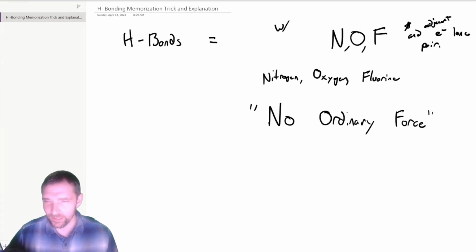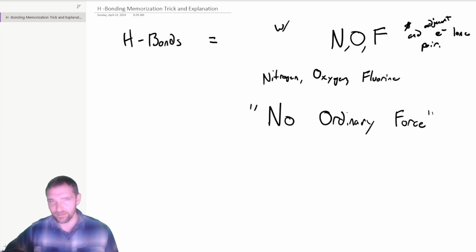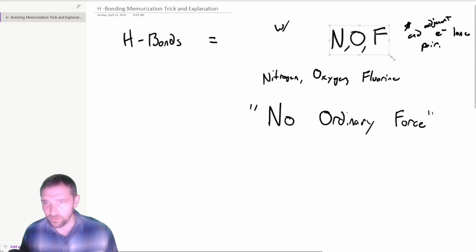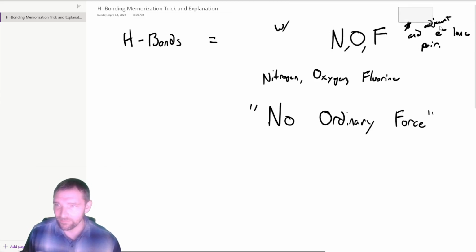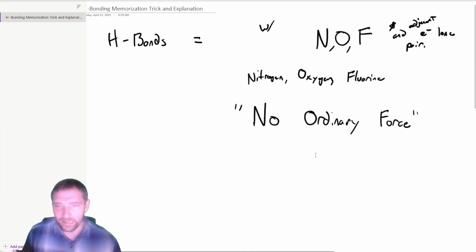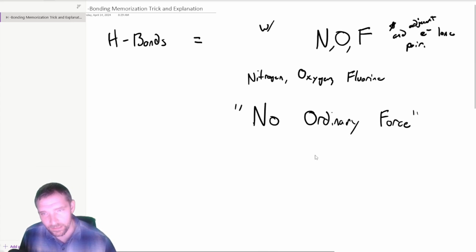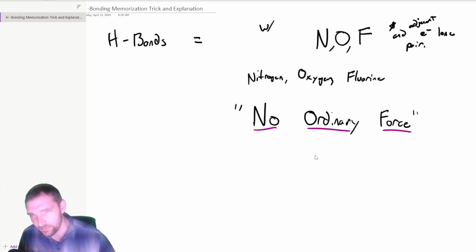Hi, my name's Andrew McLaren, and I want to help you memorize hydrogen bonds and how to identify them. So there's these three atoms: nitrogen, oxygen, and fluorine. They are going to be what forms a hydrogen bond, but they need to have a lone pair on them. And the mnemonic that I came up with is no ordinary force for the NOF.